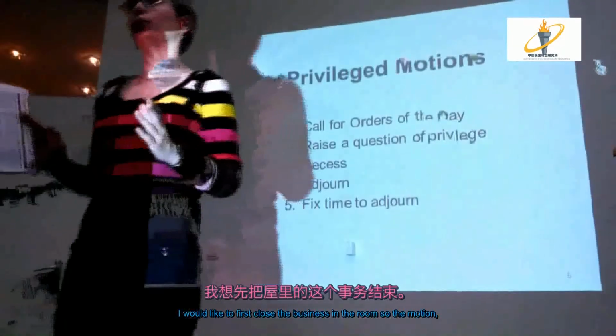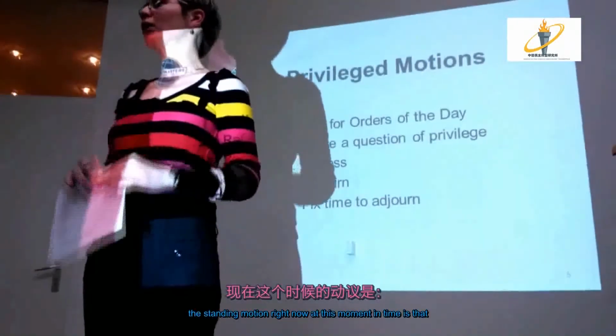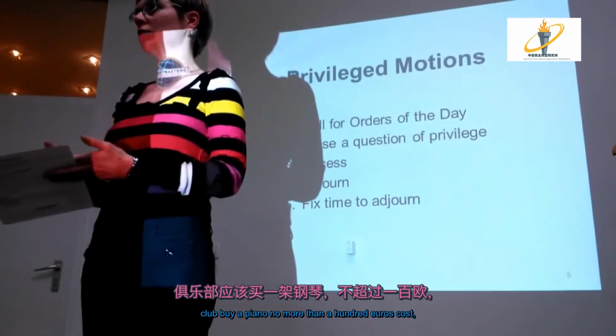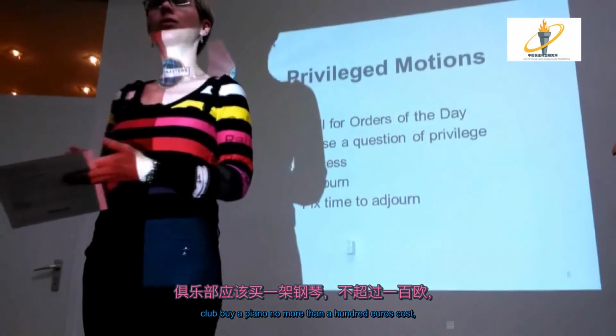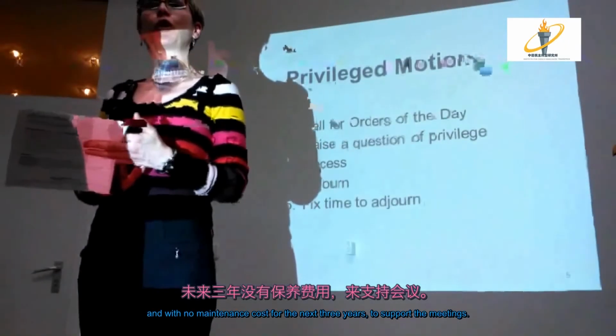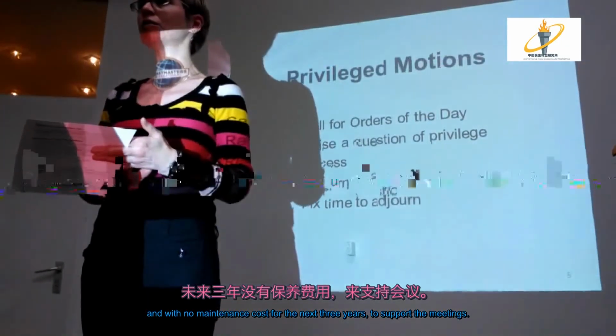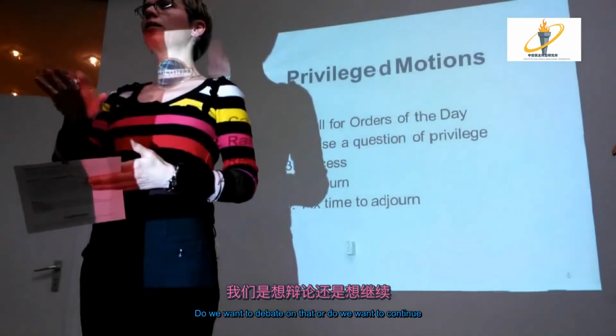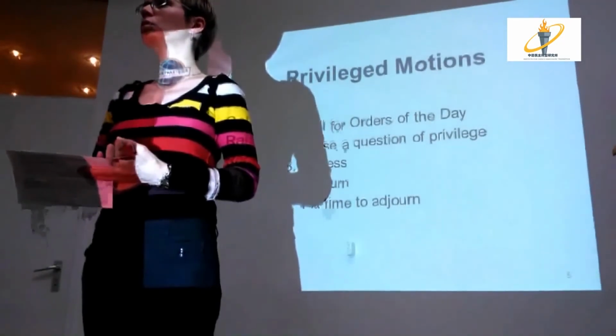So the standing motion right now at this moment in time is that the club buy a piano, no more than 100 euros cost, and with no maintenance costs for the next 3 years to support the meetings. Do we want to debate on that, or do we want to continue to a vote? This is an extremely important issue.